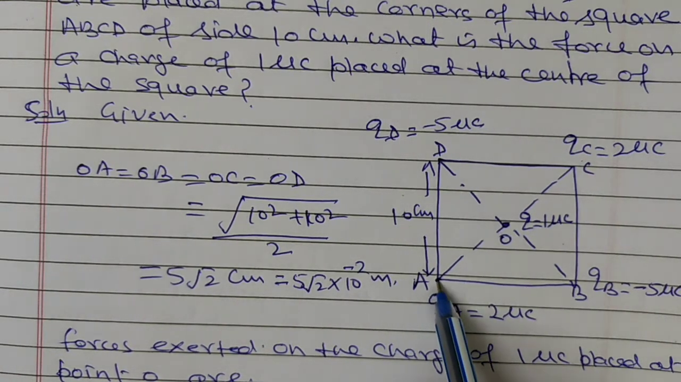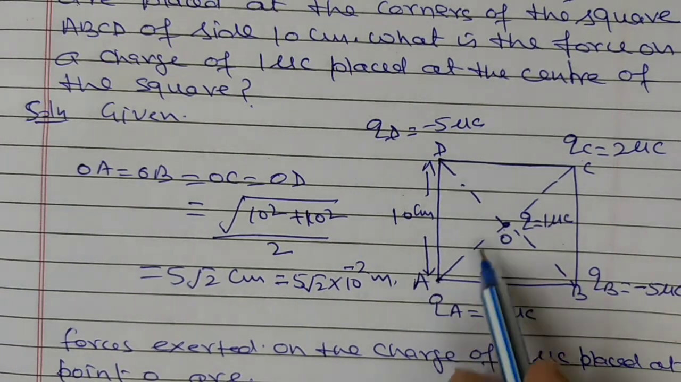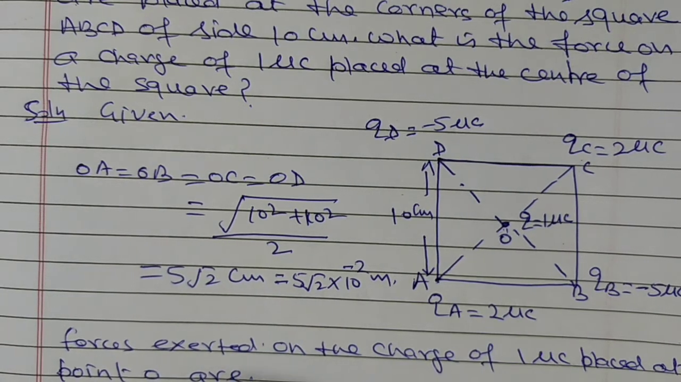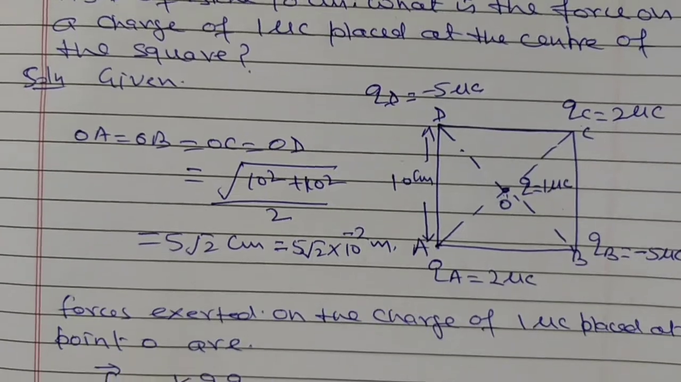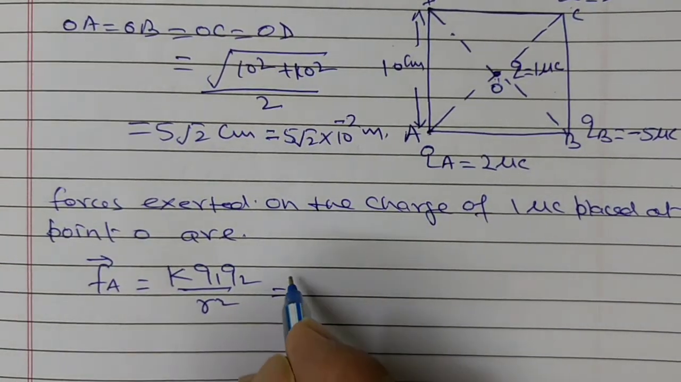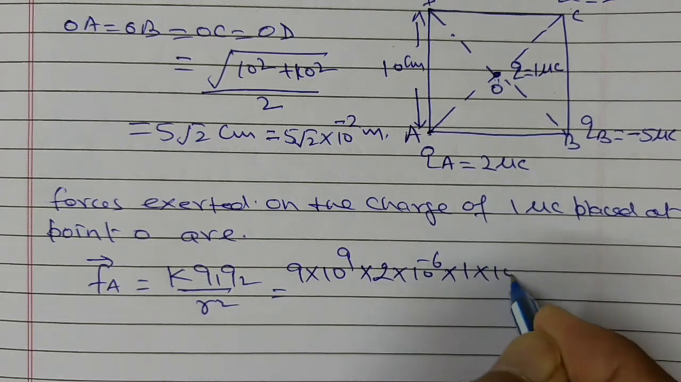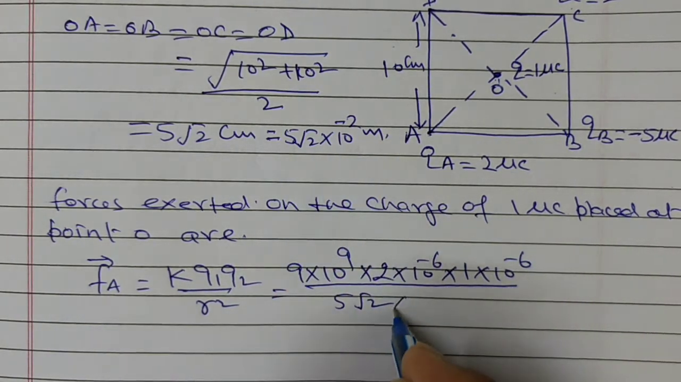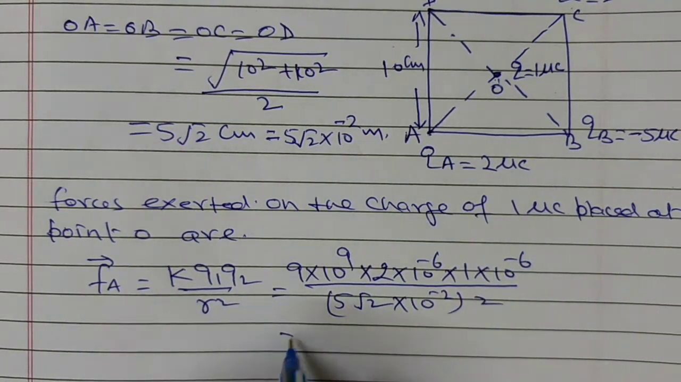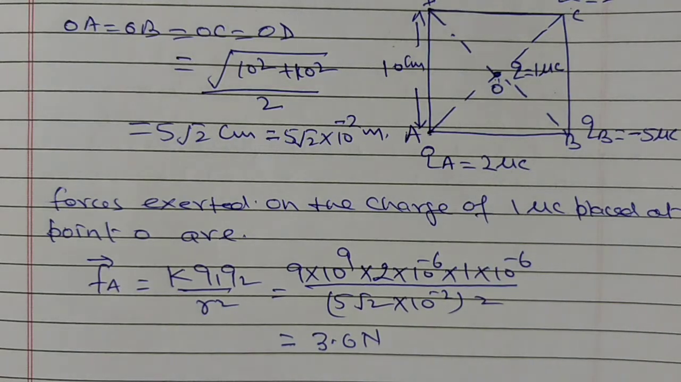first of all, the force due to this charge QA equal to 2 microcoulomb on this charge is given by FA equal to K Q1 Q2 upon distance square, and the value of K is 9 into 10 to the power 9, and the charge QA is 2 microcoulomb, micro means 10 to the power minus 6, and this Q2 is equal to 1 into 10 to the power minus 6 upon distance square, distance is 5 root 2 into 10 to the power minus 2, this whole square, and on solving, this is equal to 3.6 Newton.